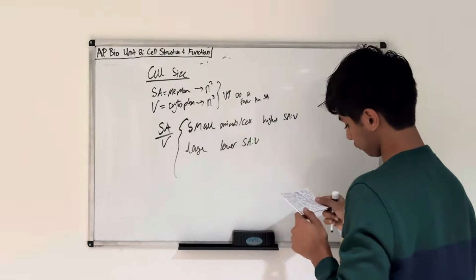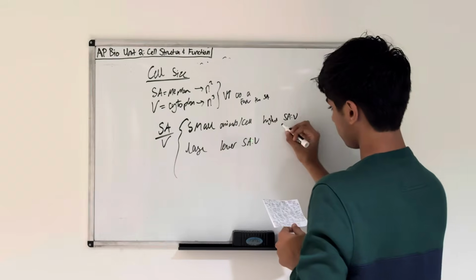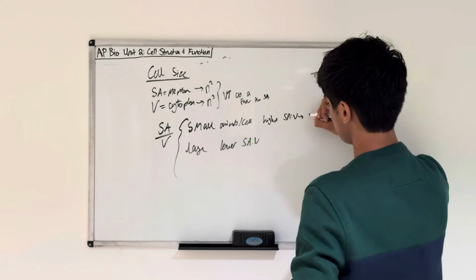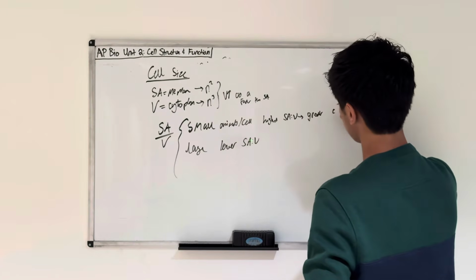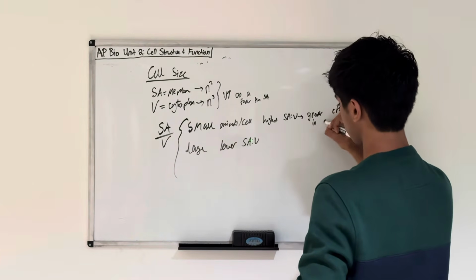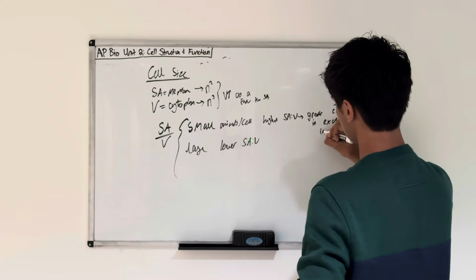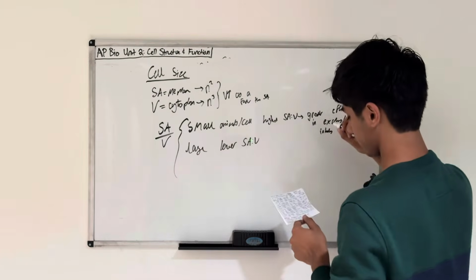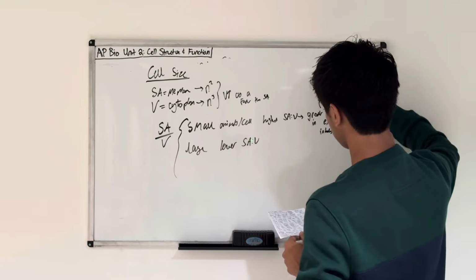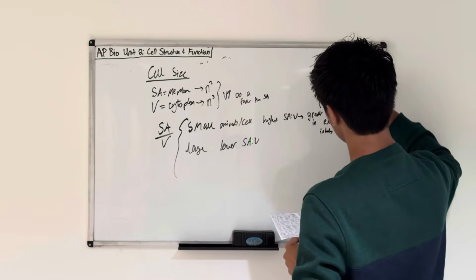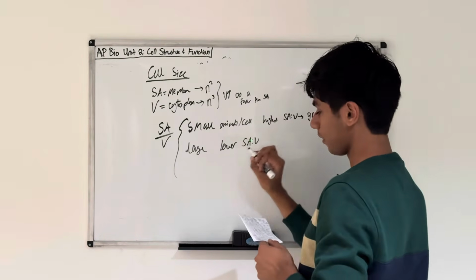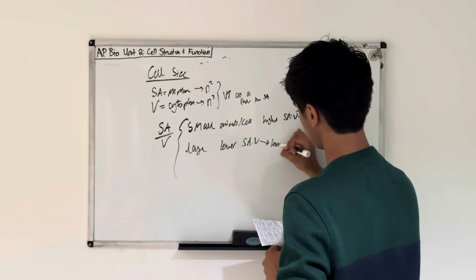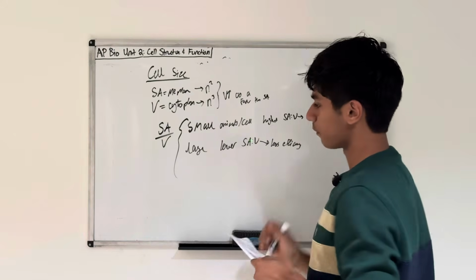This SA to volume ratio is crucial because a higher SA to volume ratio means you have more surface area for the membrane, and because of that, you have greater efficiency in exchanging and intaking materials. Because you have this greater efficiency, you have more cellular efficiency in general. Versus a lower SA to volume ratio, or large cell, you have less efficiency. And because of less efficiency, most cells aren't really big.